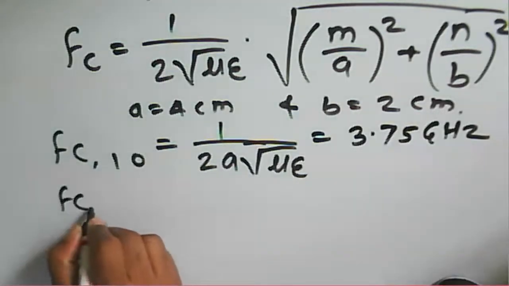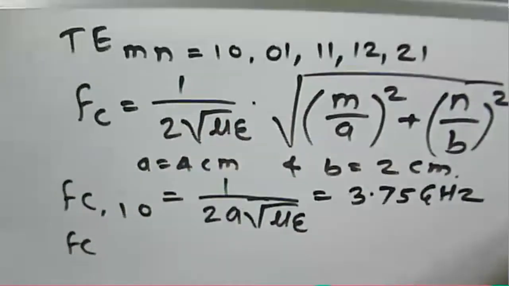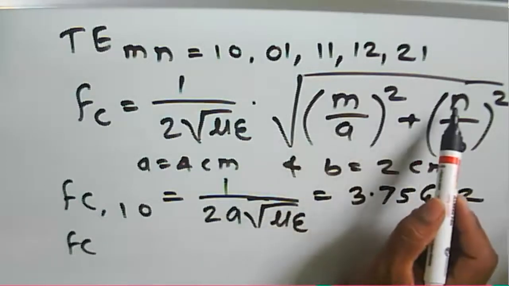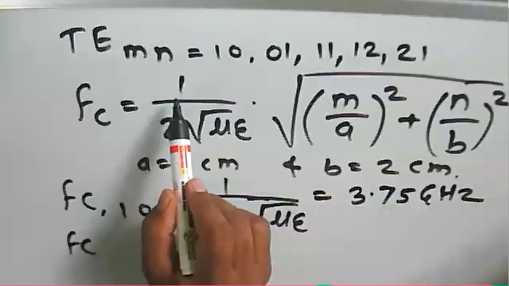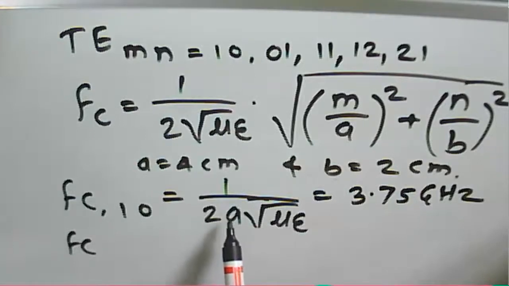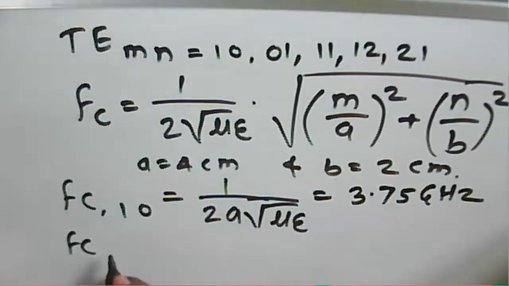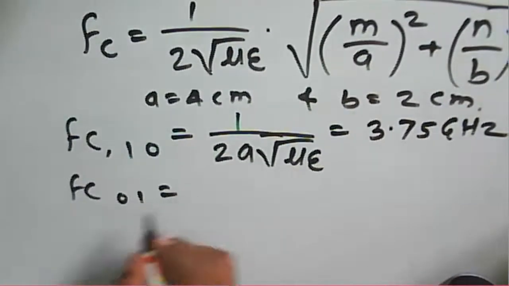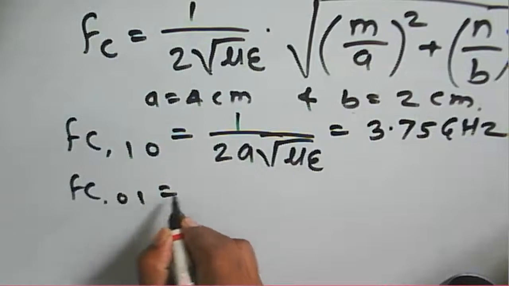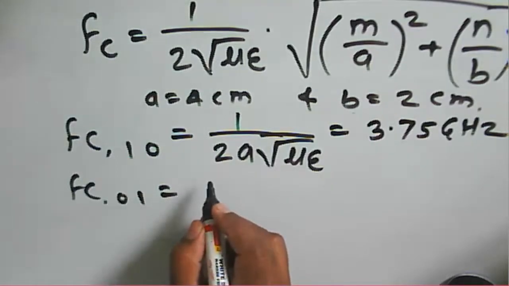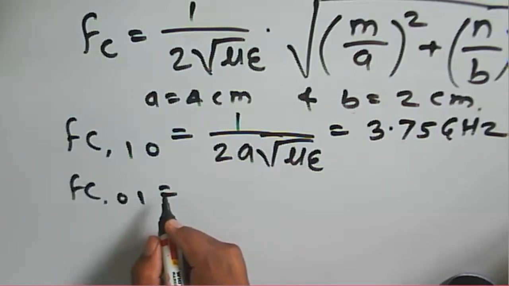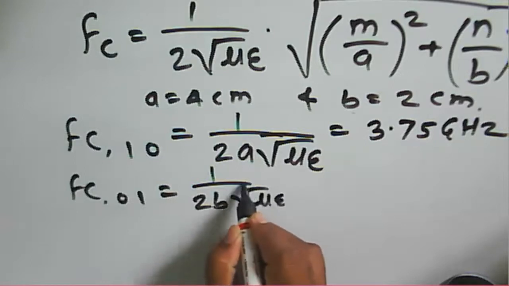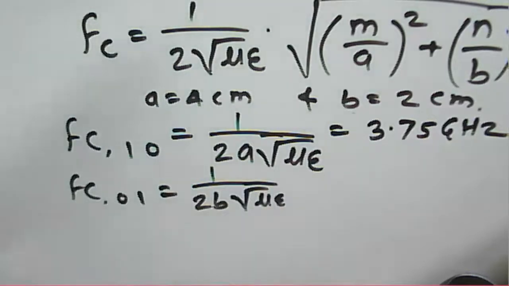Then next, instead of 1, 0, we consider 0, 1. In that case M is 0, so this term will be discarded, and N is 1, so 1 by b. The formula will be, instead of 2a, 2b under root of mu epsilon. So Fc 0, 1, with M is 0 and N is 1, will be 1 by twice of b under root of mu epsilon.